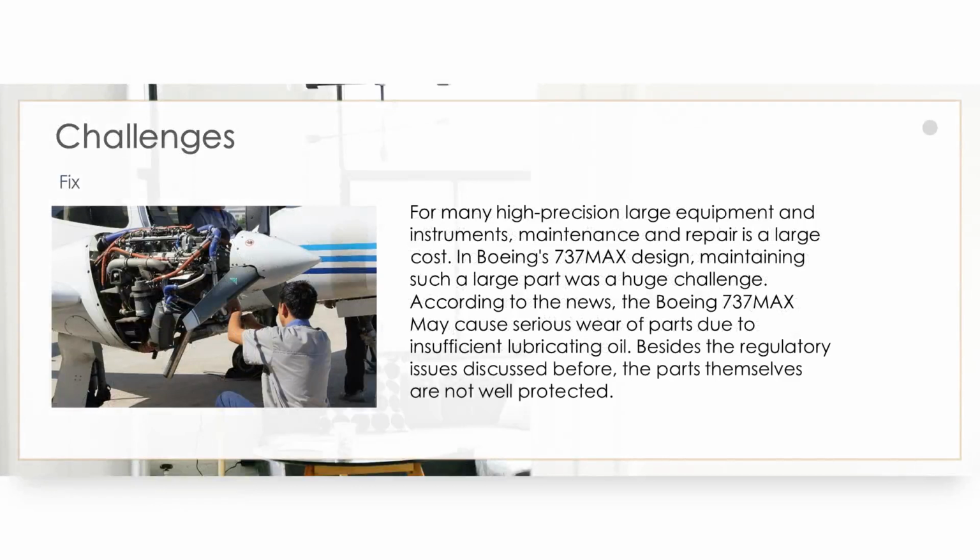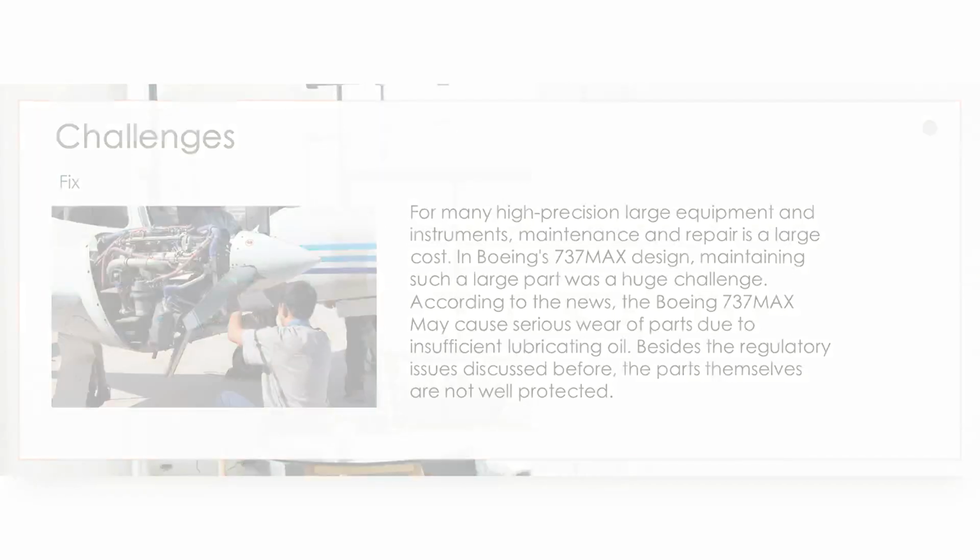And we talk something about a fix. For many high precision large equipment and instruments, such as our plane, maintenance and repair is a large cost. In Boeing 737 MAX design, maintaining such a large part was a huge challenge. According to the news, the Boeing 737 MAX may cause serious wear of parts due to insufficient lubricating oil, which we have mentioned before. Besides this, these parts are not well protected.